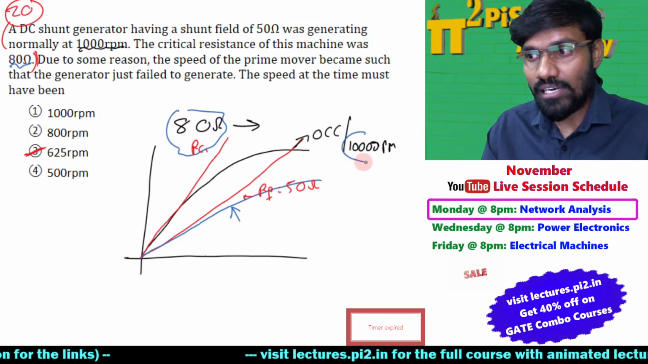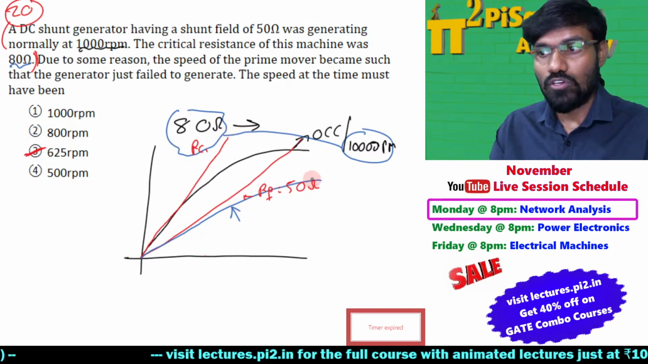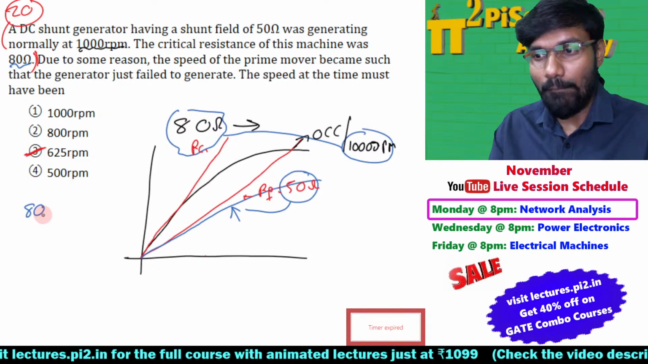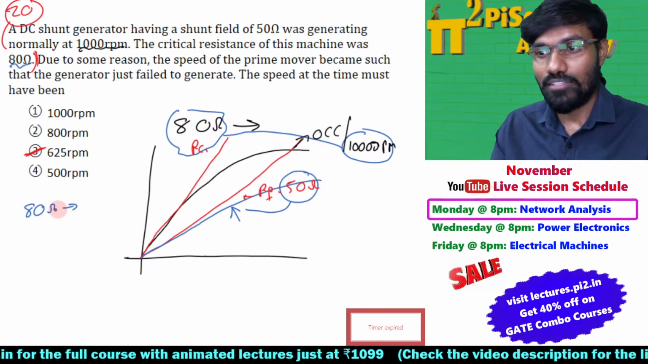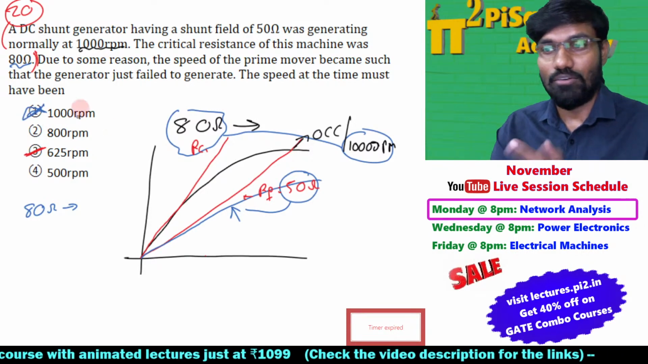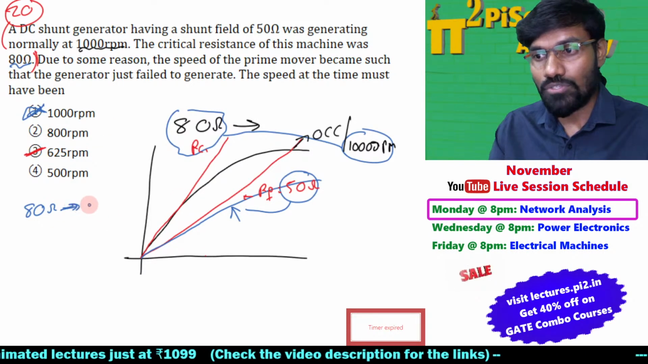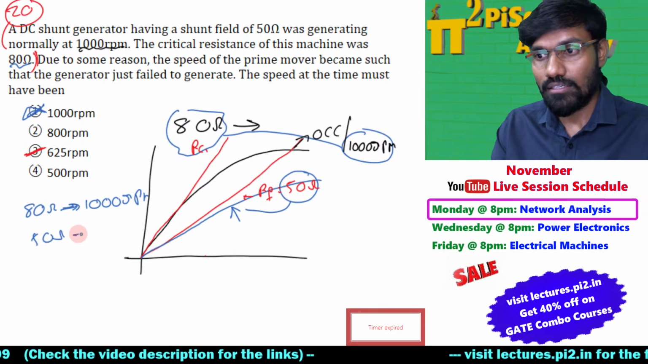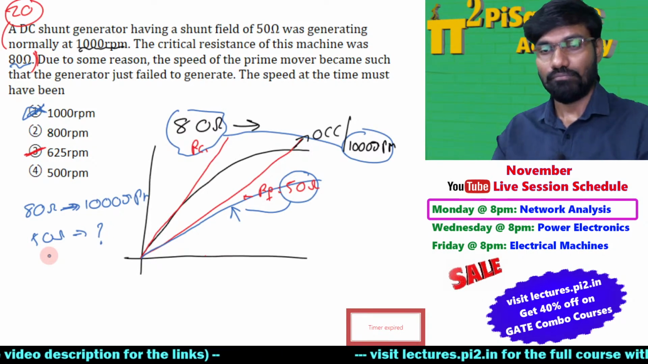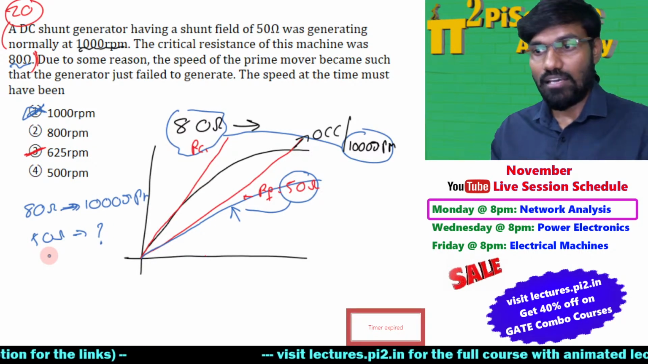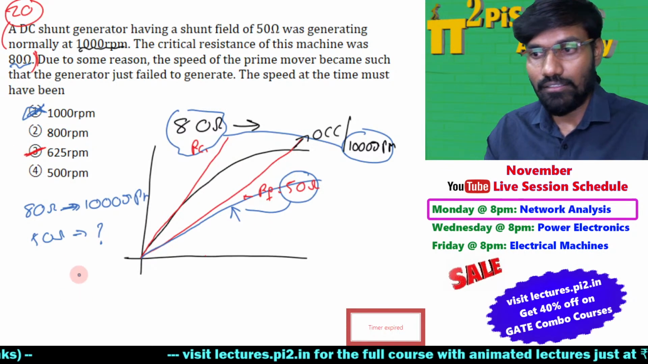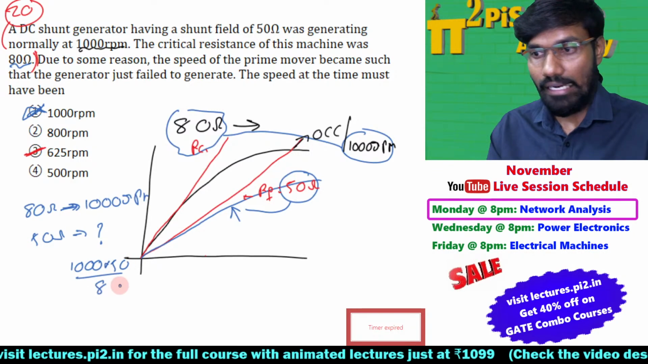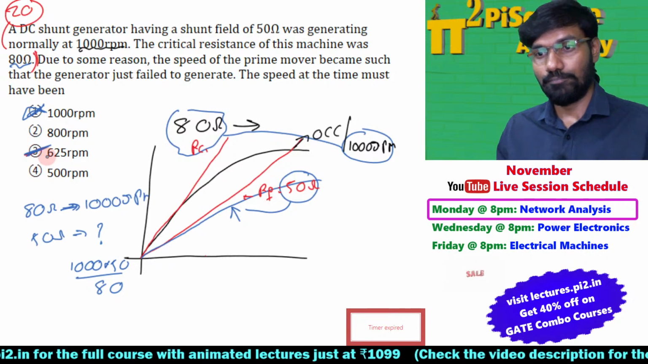So for 1000 RPM, 80 ohms. For 50 ohms, how much RPM? Simple childhood-days question. Definitely 1000 is not the answer, since the speed is less. 80 ohms is 1000 RPM. 50 ohm is how much RPM? Proportional. So you'll get 1000 into 50 by 80.